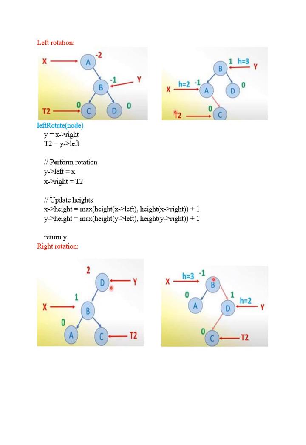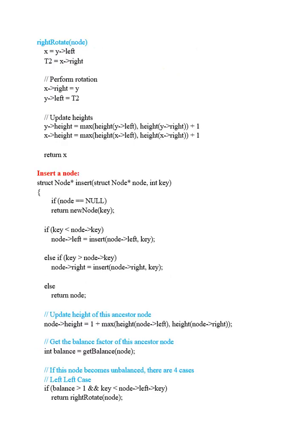So after performing the rotation, we have to update the height. So x of height is the max of height of left and right plus 1, and the same for y of height, the max of left and right plus 1. Same for right rotation also: we first perform the right rotate, and we have to update the height.